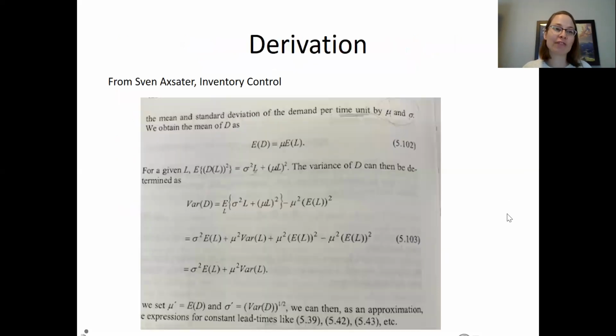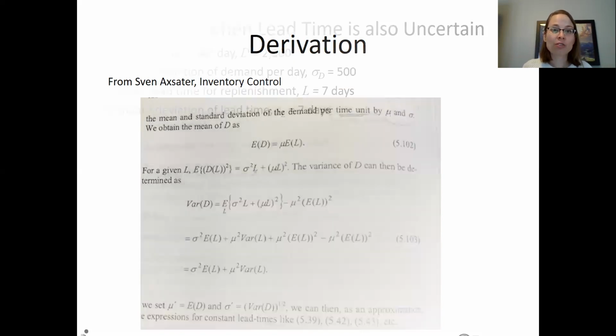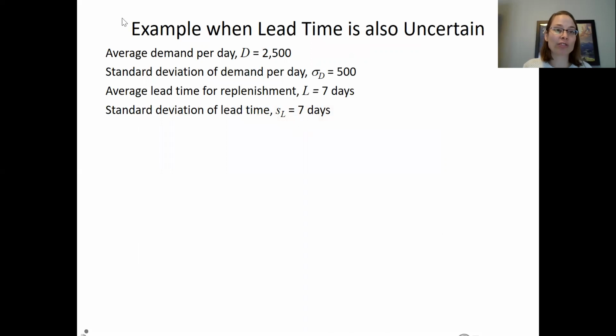If you're interested in the derivation, it is taken from the textbook Inventory Control by Axsäter. I won't go through all the details other than to state the derivation comes from deriving variances, which again are additive, not standard deviation. So you can see the space that we're deriving that equation in is in terms of variances. So let's use that equation.